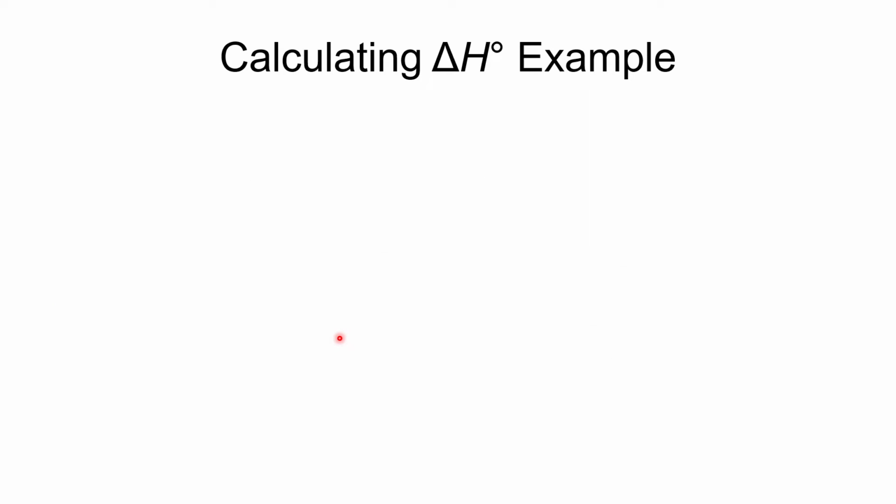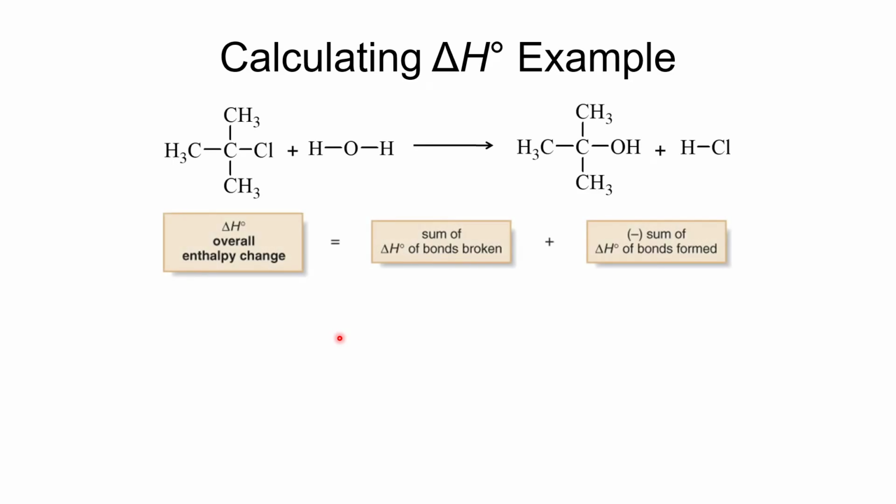Looking at an example of calculating delta H, here we've got a reaction where we are turning t-butyl chloride plus water into t-butyl alcohol plus HCl. If we look at the bonds that are broken, we break this carbon-chlorine bond, and we break an oxygen-hydrogen bond. We make a carbon-oxygen bond, and we also make a hydrogen-chlorine bond.